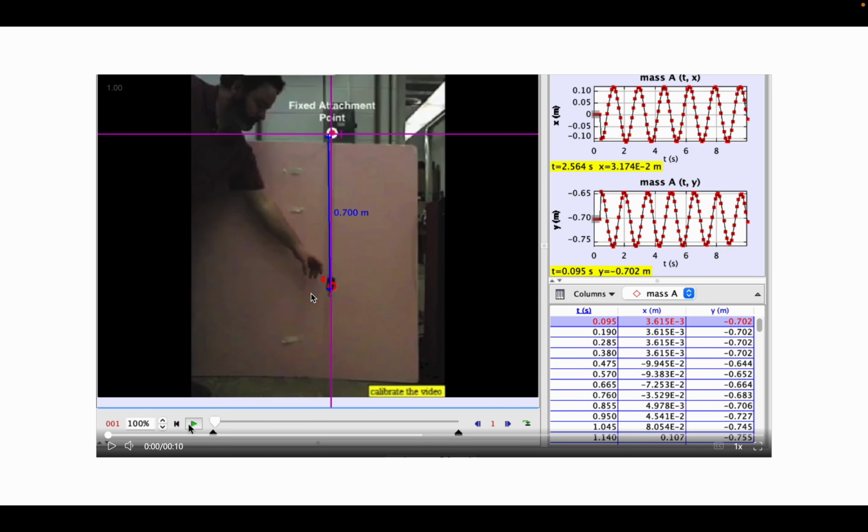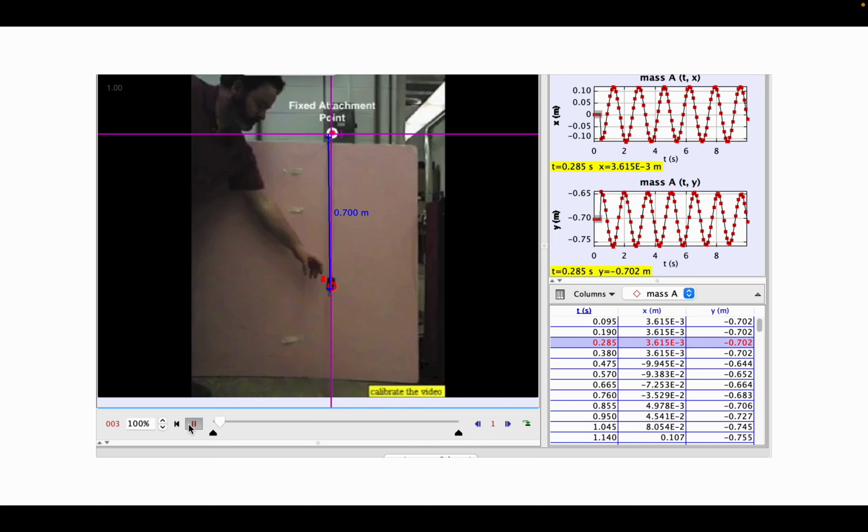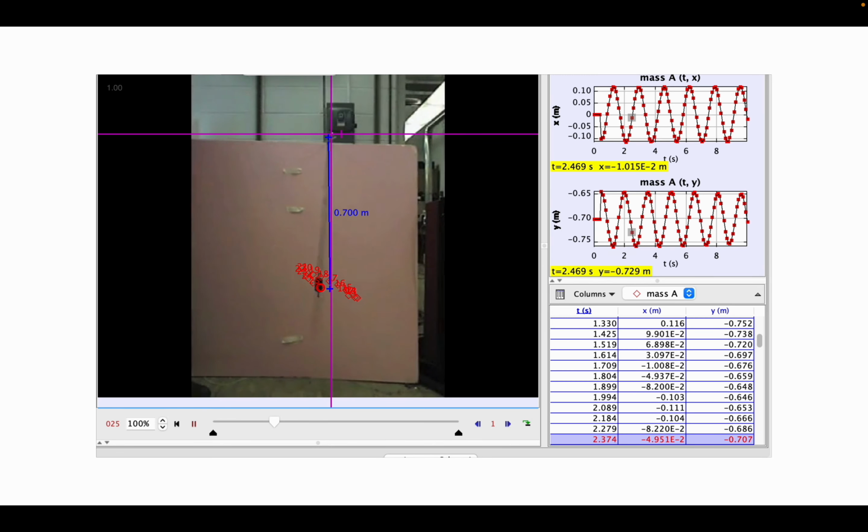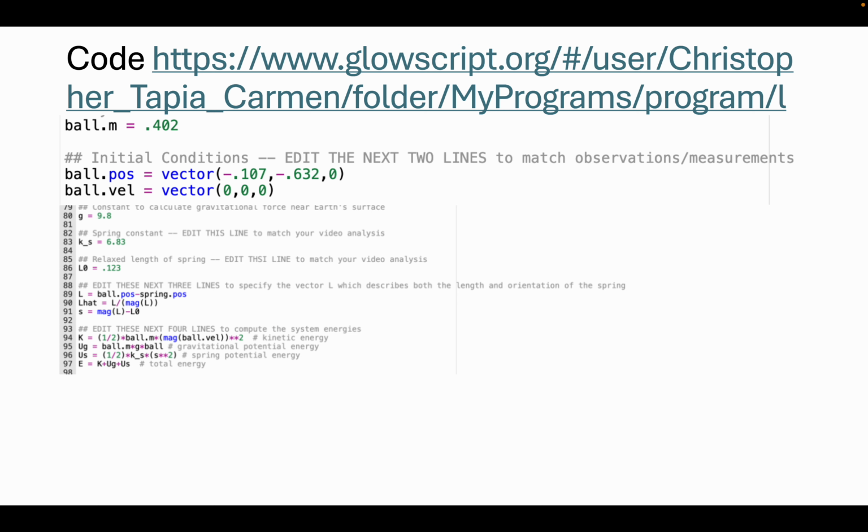This is my video for the actual experiment. These values, I then put into an Excel file so I could upload them to my actual code that you'll see later on. This is the link to my actual code.